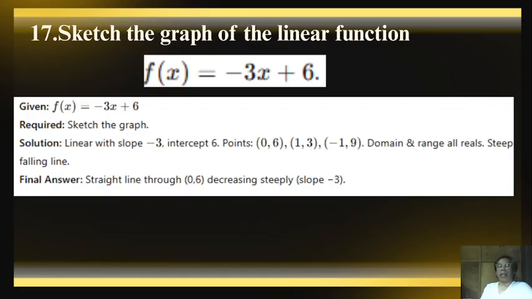Our domain and range are all real numbers, and it is a steep falling line. So our final answer is a straight line through 0, 6, decreasing steeply with a slope equal to negative 3. And so you need to plot all those points for you to know the sketch.